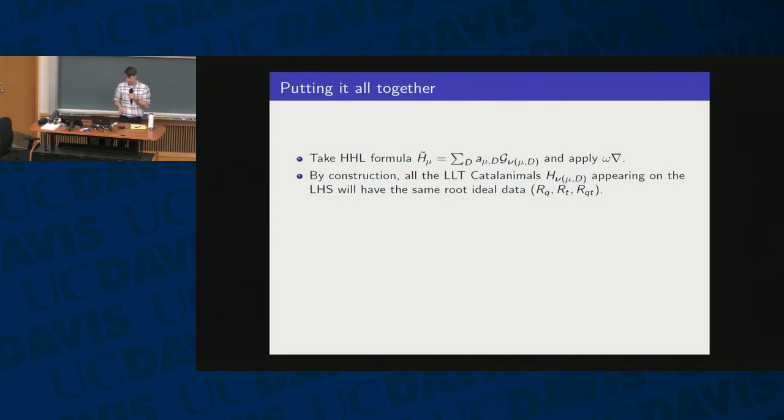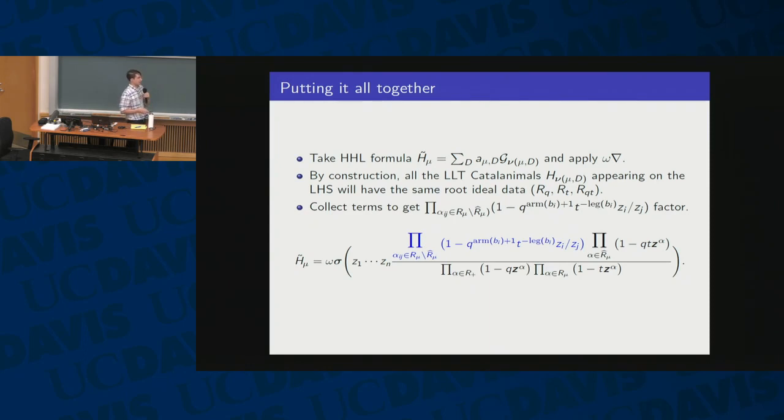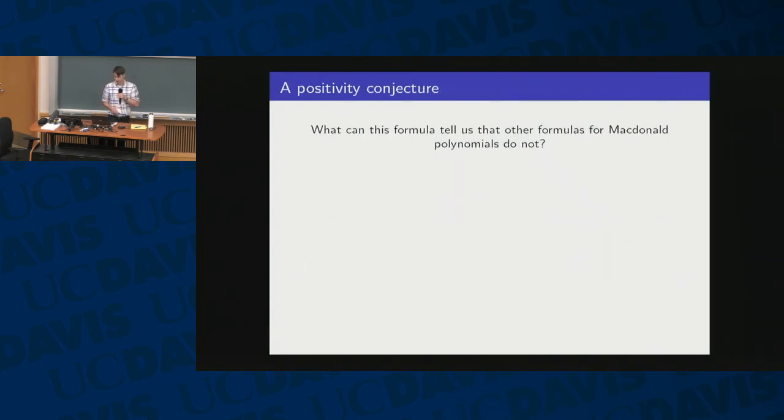So then all we really have to do is collect the terms, and that gives us this sort of mysterious extra Q to the arm, T to the leg type thing. Once you do the bookkeeping, it works out that way. Okay, so I have like 1 minute.